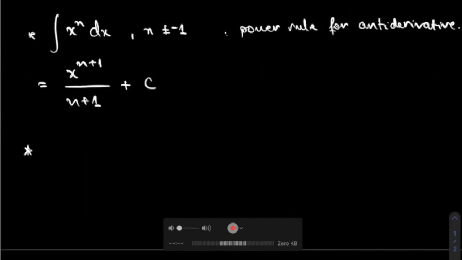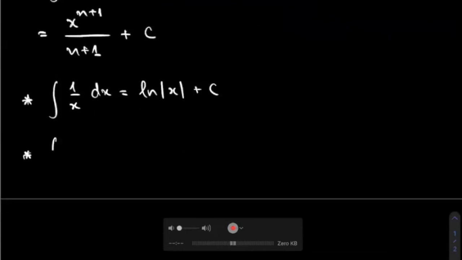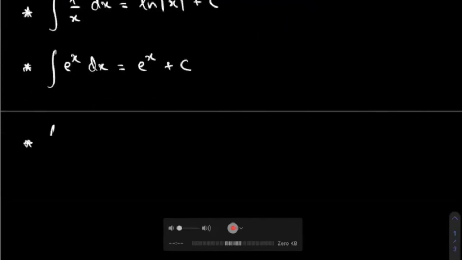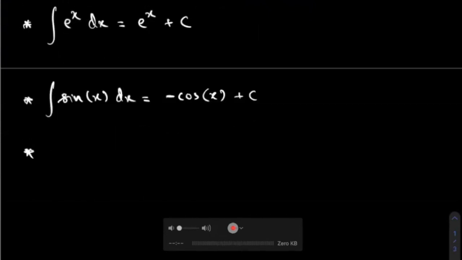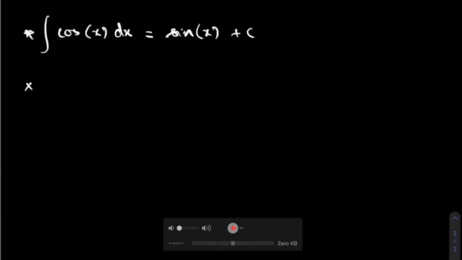The third formula is the indefinite integral of 1 over x dx, which is equal to ln of the absolute value of x plus a constant c. Next, the indefinite integral of e to the x dx is e to the x plus a constant c. The indefinite integral of sine of x is negative cosine of x plus a constant c. The indefinite integral of cosine of x dx is equal to sine of x plus a constant c. The indefinite integral of secant squared x dx is equal to tangent of x plus a constant c.